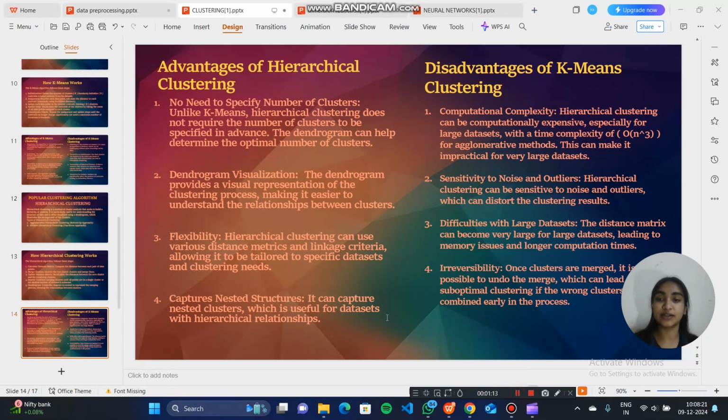Advantages of hierarchical clustering. First is no need to specify number of clusters. Second, dendrogram visualization. Third, flexibility.